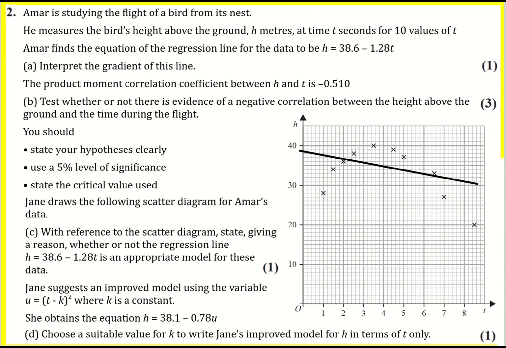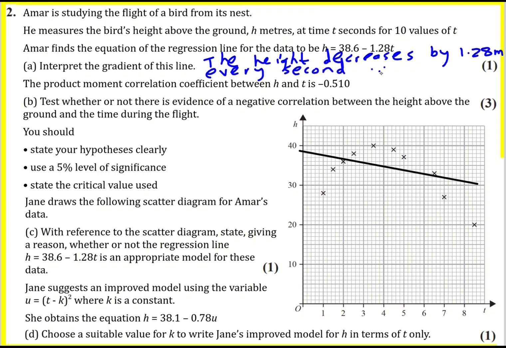The answers expand on it slightly. They say that the height, a bit more practical, decreases by 1.28 meters every second. I mean, those two are equivalent, but that's what it says in the answers. It even allows, if you accidentally said it decreases by minus 1.28, then you'd be okay. But technically, we need to say increases by minus 1.28, or decreases by 1.28.